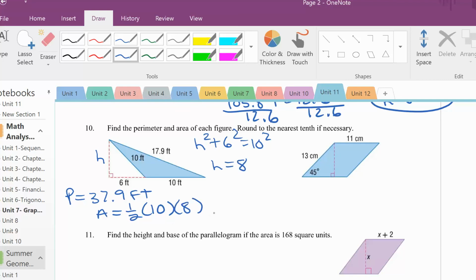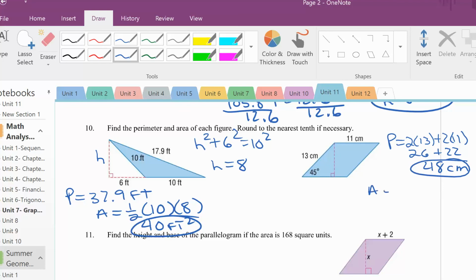So 1/2 of 10 times 8 is 80. Half of 80 is 40. So it's 40 square feet for the area. All right, the next one for number 10. The perimeter is 2 times 13 plus 2 times 11. So it's 26 plus 22, which is 48 centimeters.